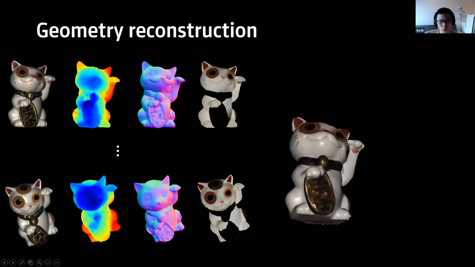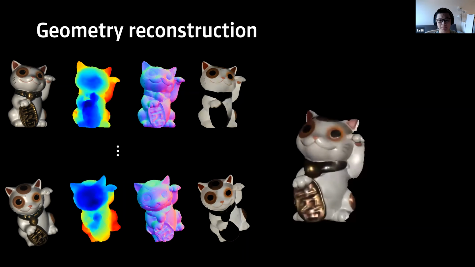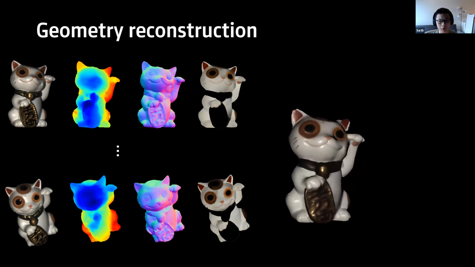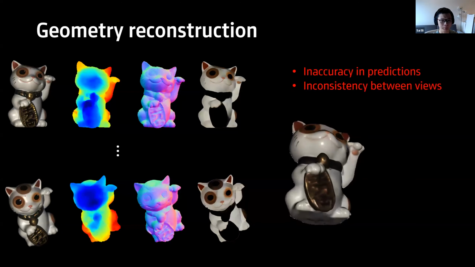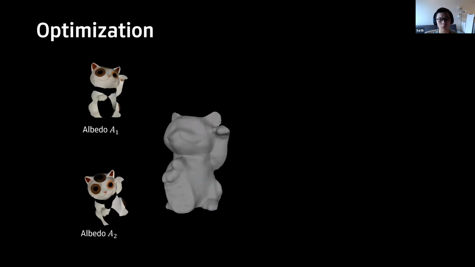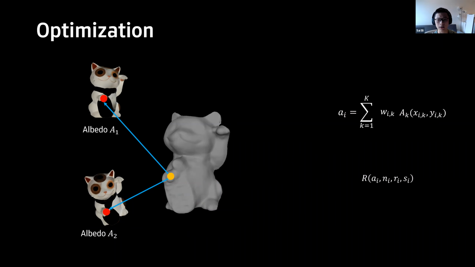We further propose to optimize per-vertex BRDF by minimizing the difference between the rendered images and the input images. Let's take albedo as an example. For a vertex on the geometry, we get its BRDF at each view. And then its final albedo is the weighted sum of the albedo from each view. Similarly, we get its BRDF of other components such as normal, roughness, and specular albedo.